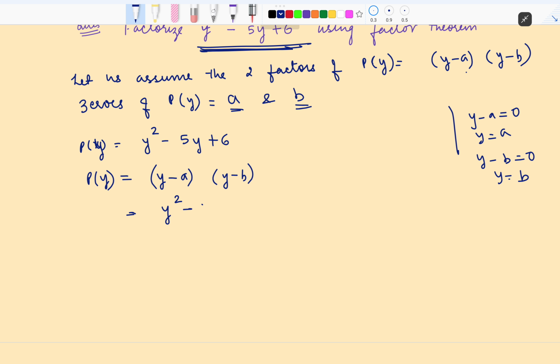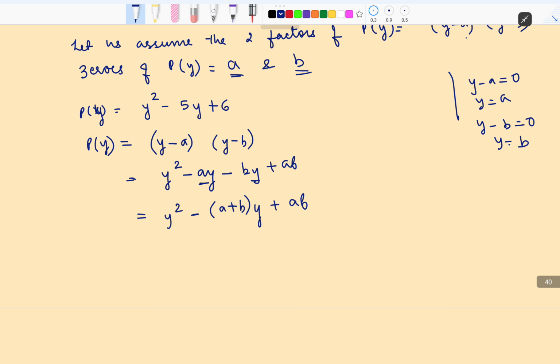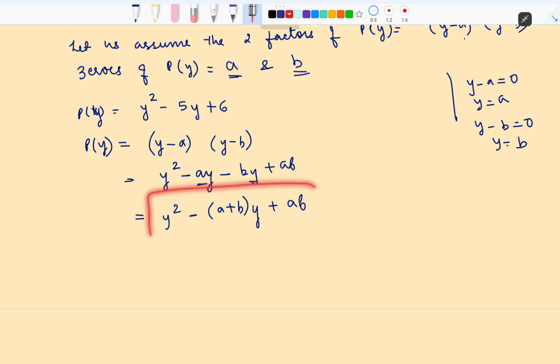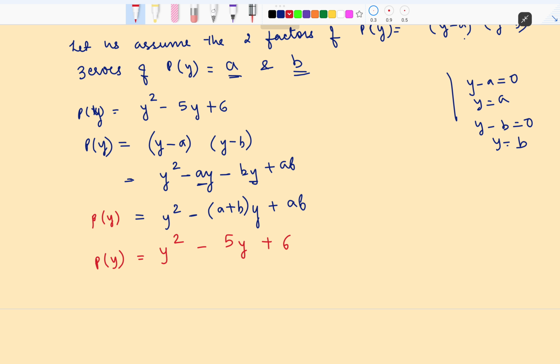y square minus ay minus by plus ab. इन दोनों से मैं अगर y कॉमन ले लूँ तो होगा y स्क्वायर माइनस (a प्लस b) y प्लस ab. अब देखो, let's draw similarity between this and my original polynomial. Let me write both one below the other. y square minus 5y plus 6.